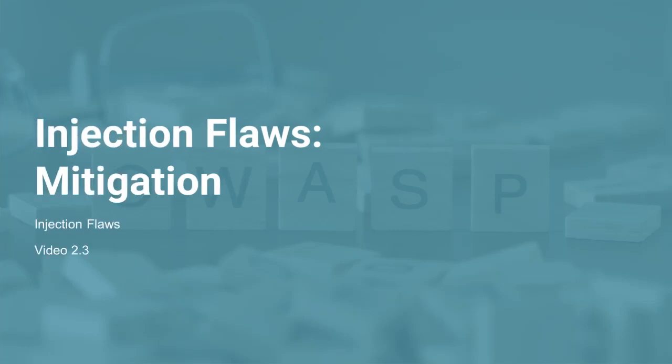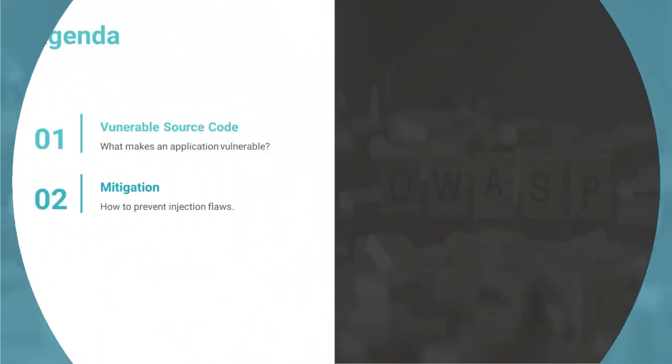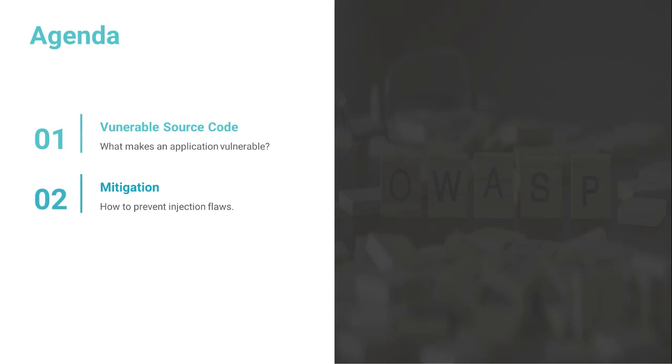Welcome to the third and last part of the injection flaws session. In this last part, we will discuss injection flaws mitigation. We will start discussing what makes an application vulnerable. Since OWASP Juice Shop is open source, we will spot the vulnerable source code. Then we will discuss how to avoid such vulnerabilities.